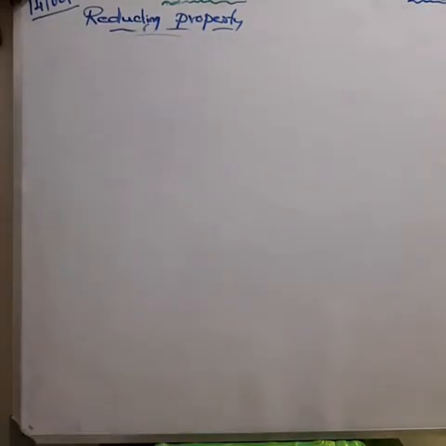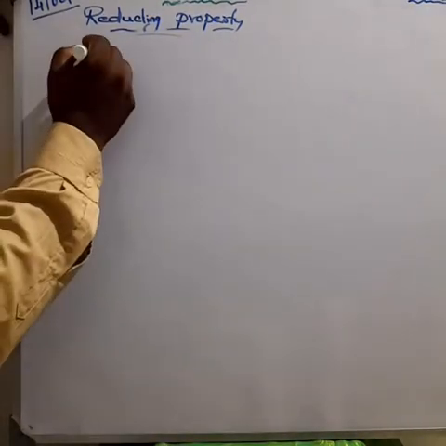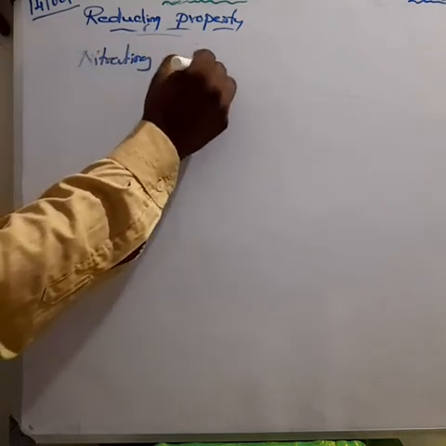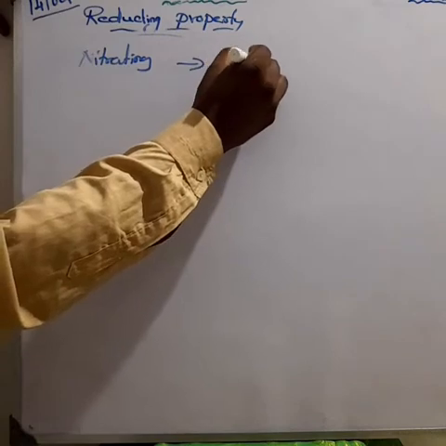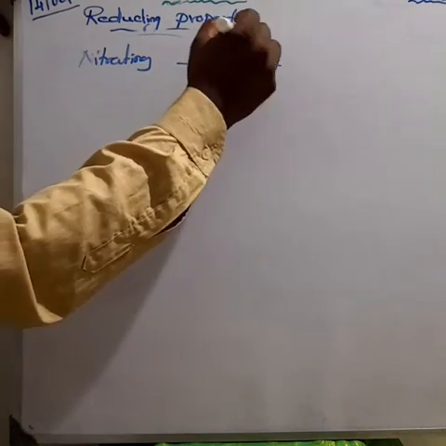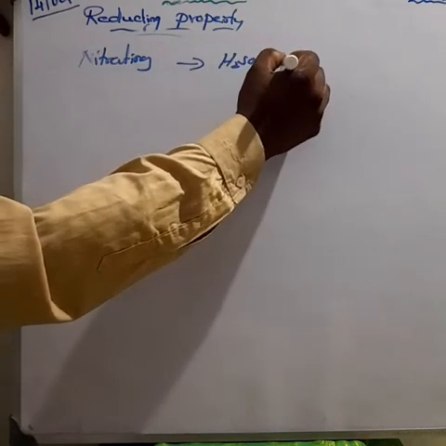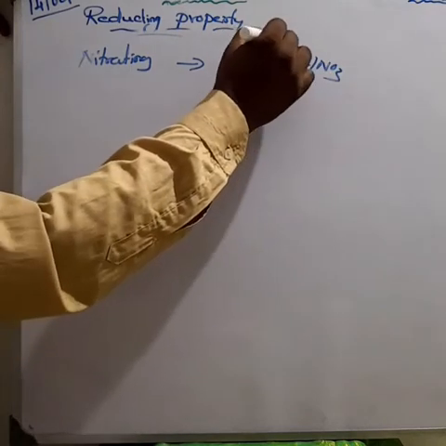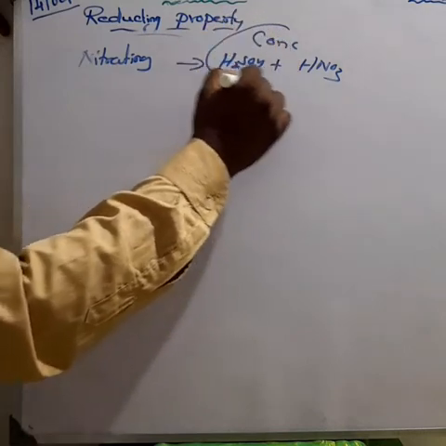Nitrating agent, what is that one? The mixture of concentrated sulfuric acid and concentrated nitric acid is called a nitrating agent. Am I right? Concentrated sulfuric acid plus concentrated nitric acid is a nitrating agent.